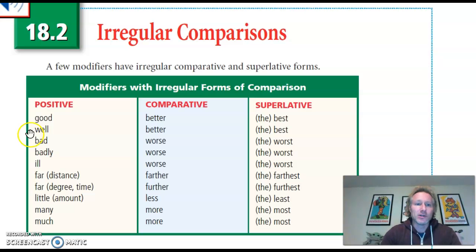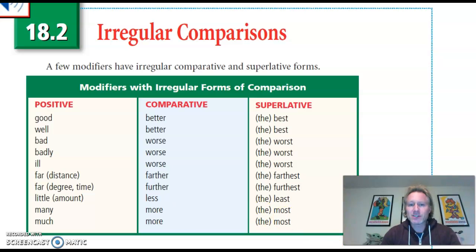You can't say good, gooder, goodest. You've been speaking English long enough, most of you, to understand that. So we have some strange words, and I've got them all listed right here for you. Good becomes better, becomes best. So does well. It becomes better, it becomes best. Down here, many and much both become more and most.